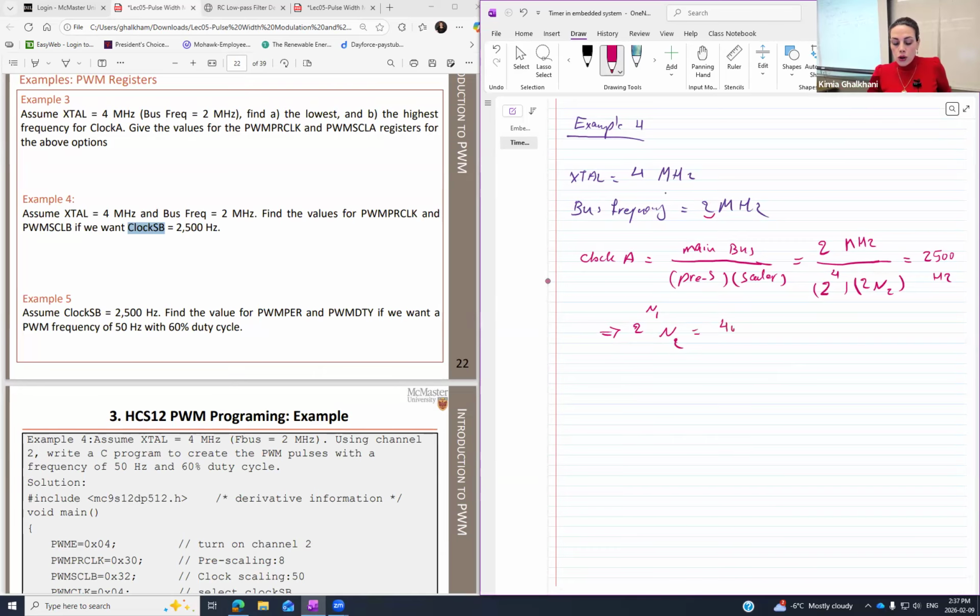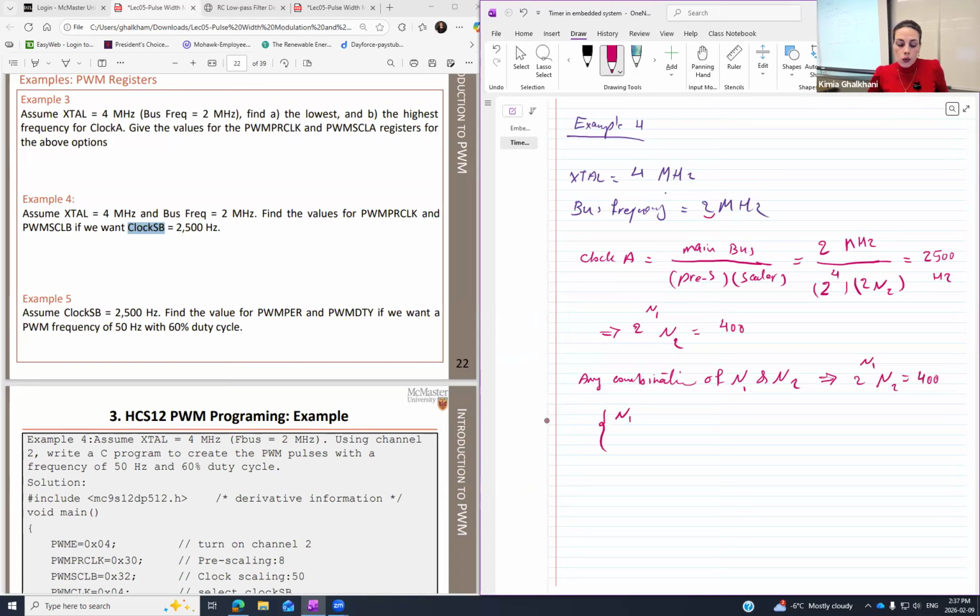It becomes 400. So now, if I have any combination of n1 and n2 that satisfies 2 to the power of n1 times n2 equal to 400, I'm going to have the same clock for B. If I have any combination of n1 and n2 that gives me 400, then I'm going to be okay.